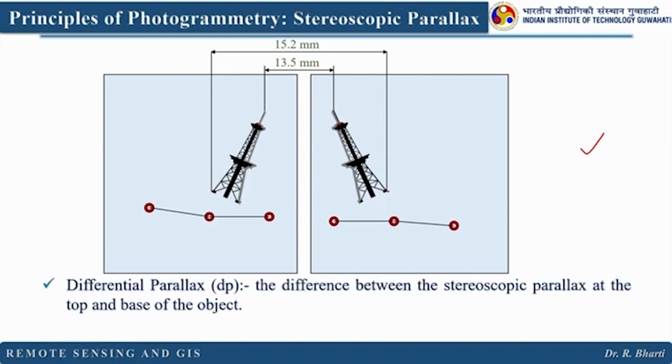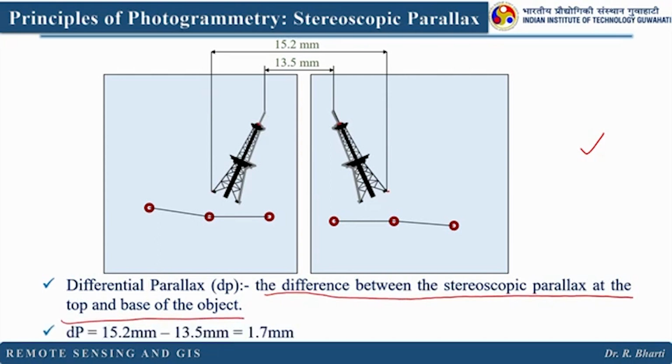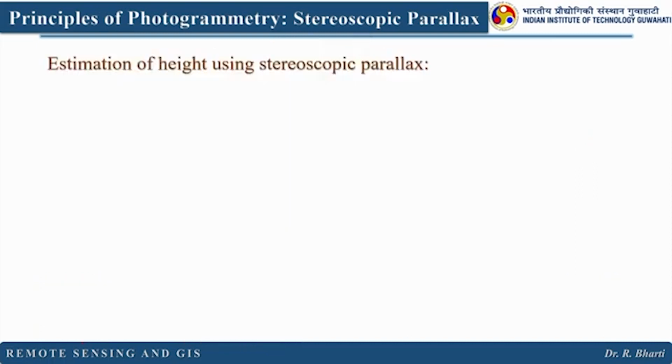Differential parallax you can calculate using the difference between the stereoscopic parallax at the top and base of the object. Here the differential parallax is equal to the distance of bottom minus the distance of top. So this is the differential parallax of your image of that particular object.